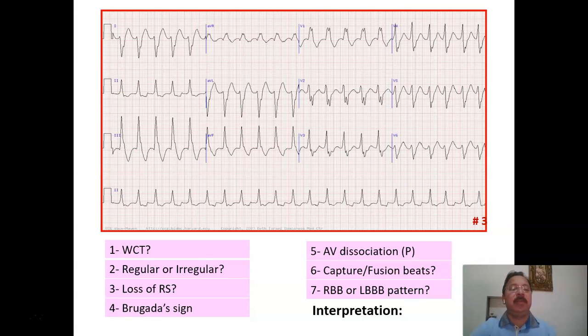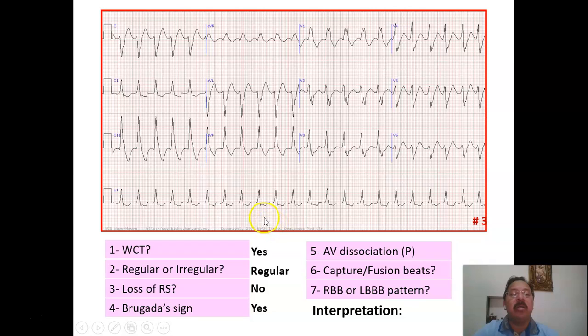Look at this ECG. Is it wide complex tachycardia? Yes or no? If you just focus on the rhythm strip, maybe it's not obvious, but if you look at the other parts of the ECG, yes, it's a wide complex tachycardia. It's irregular. Loss of RS? No, the RS pattern is intact. Brugada sign, yes, may be seen. So up to now we are doubtful whether it's a ventricular tachycardia or supraventricular tachycardia.